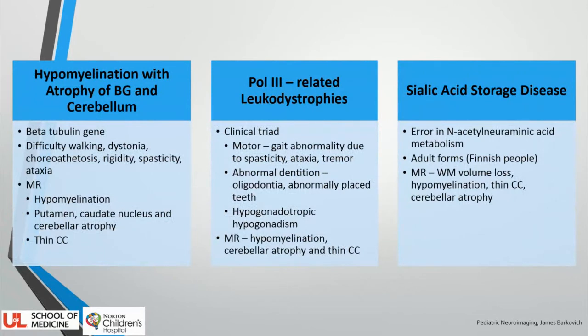Hypomyelination with atrophy of the basal ganglia and cerebellum, POLR3 leukodystrophies, and sialic acid storage disease are grouped because of similarities between the three conditions. The pathology in all three of them is hypomyelination. And on imaging, the corpus callosum is thin, and there is cerebellar atrophy. Patients with POLR3 leukodystrophies present with a clinical triad of motor abnormalities, abnormal dentition, and hypogonadism. The adult form of sialic acid storage disease is predominantly seen in the Finnish population.